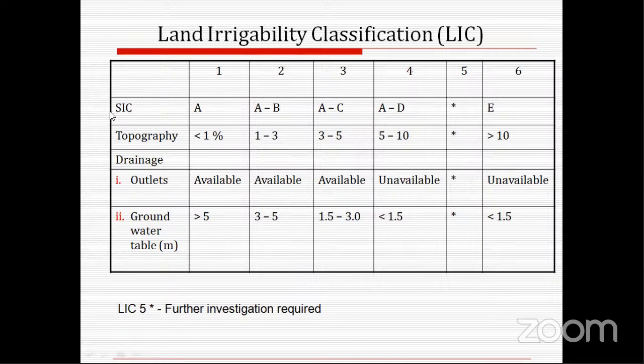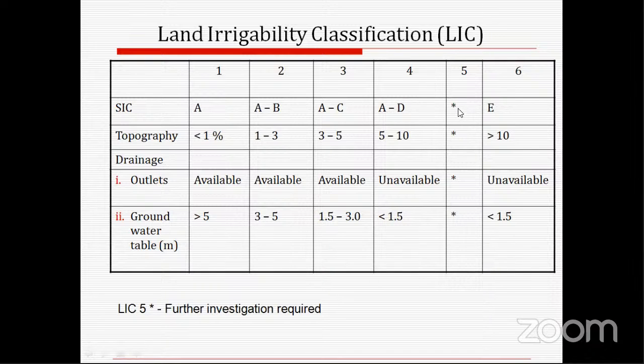In land irrigability classification 1, we can see soil irrigability class A characters: topography is less than 1%, drainage outlets will be available, groundwater will be more than 5. This is the condition of land irrigability classification 1. Please remember. Coming to 2, you can see combined properties of A and B. In 3, you can see A and C. In 4, land irrigability classification 4, you can see A and D. 5, there is no research.